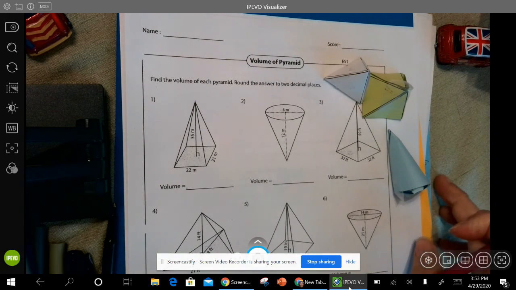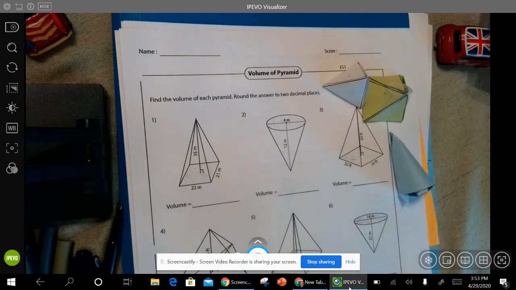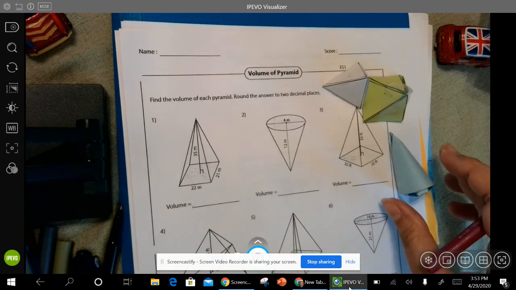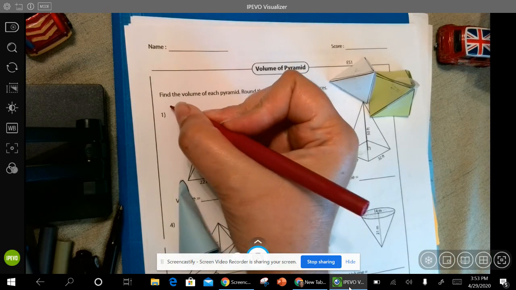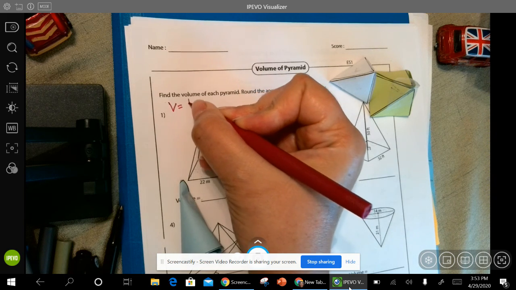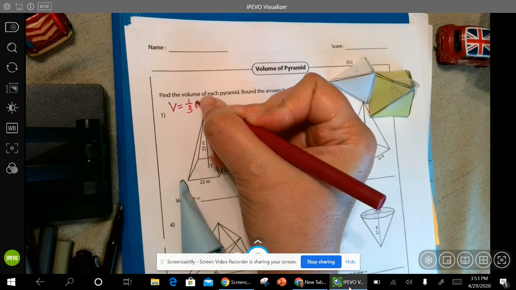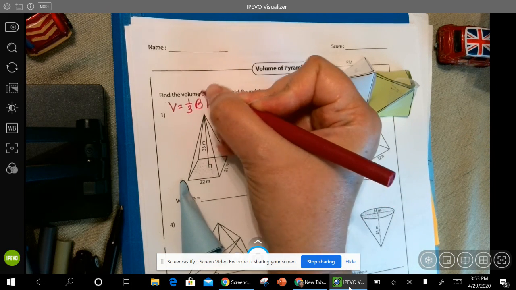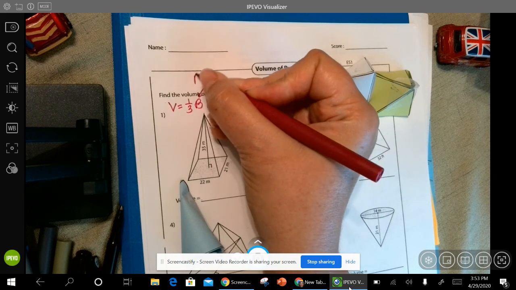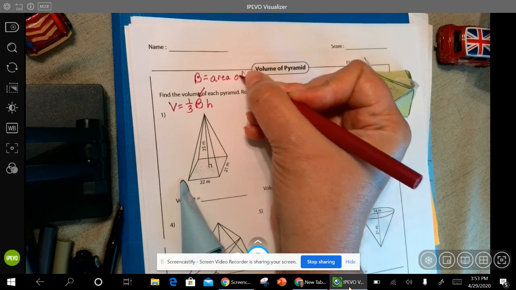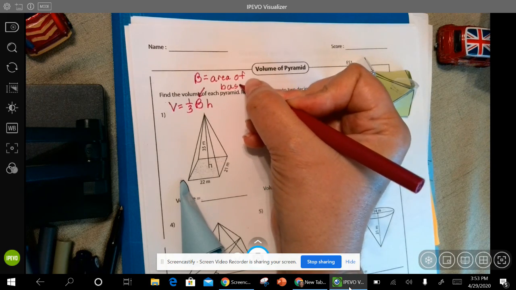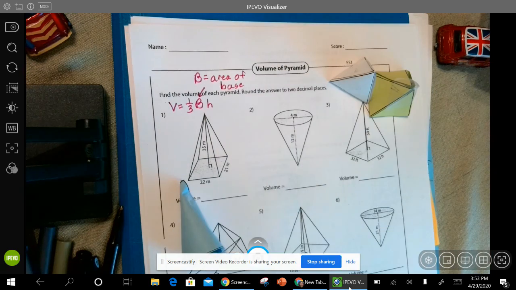Okay, so we're going to work on volume of the pyramid. For a pyramid, everybody, the volume is the base times, so for all of these, for pyramids and cones, it's 1/3 the area of the base times the height. Again, everybody remember that big B stands for area of the base. Because again, it's all about that base, no trouble.